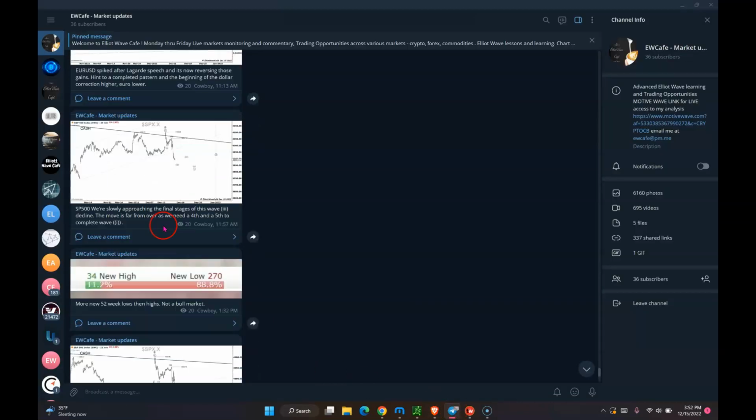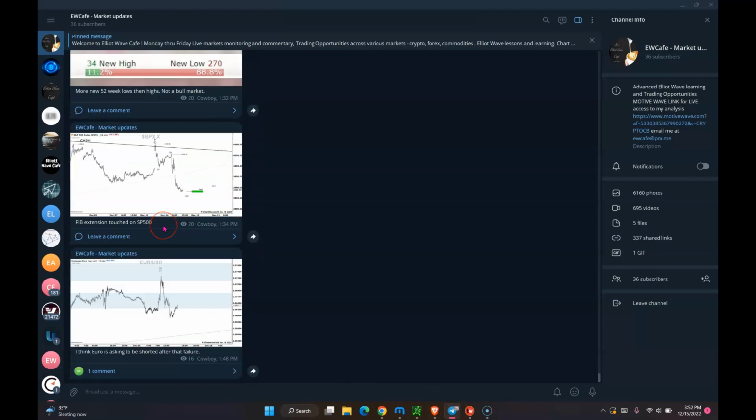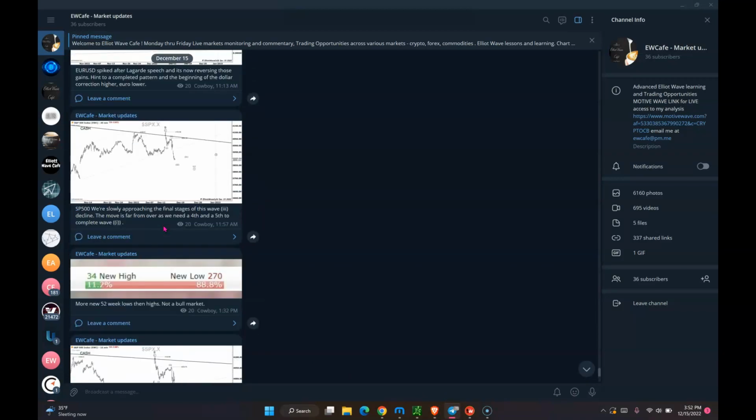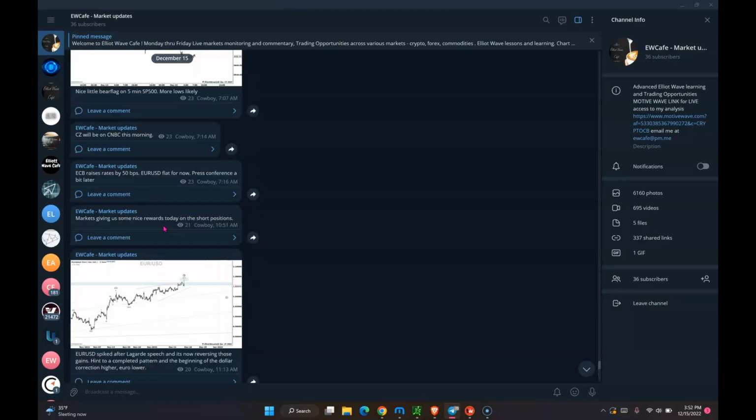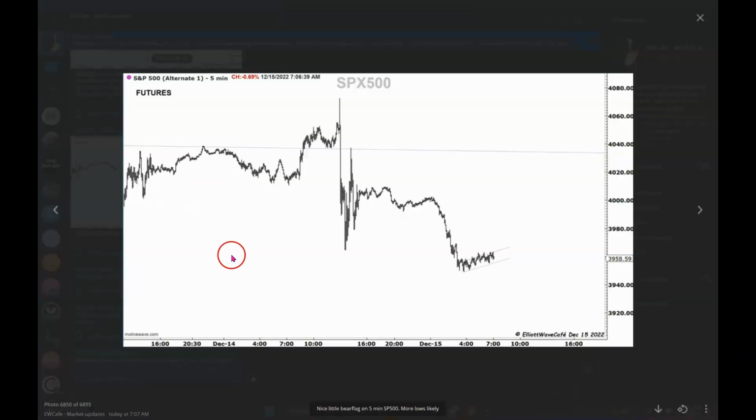One more thing I wanted to show you, and we'll talk about the euro as well, was this, which I posted this morning. I said nice little bear flag on the 5 minutes. It's kind of what you want to see, and you don't know if this is going to be a quick short one or a larger one.